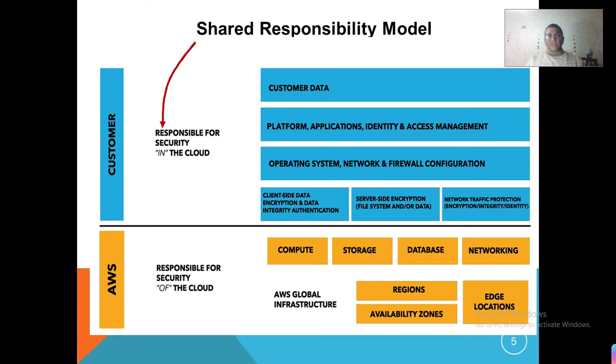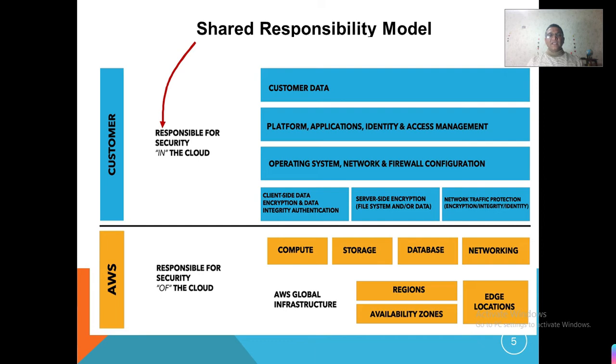So when I say the issues are taken care of by the cloud provider, it does not mean that the customer or the user of the cloud does not have any responsibility. So here the entire thing works on a sharing basis. We have a shared responsibility model which is proposed. On the screen, you can see this is a model proposed by Amazon.